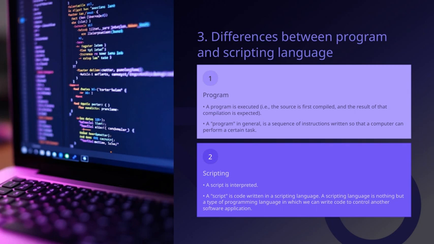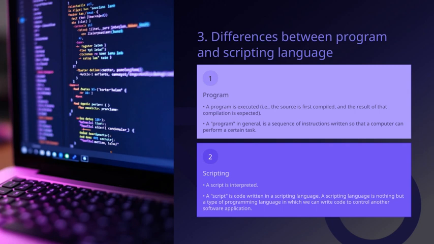On the other hand, scripting is a bit different. Scripts are interpreted, not compiled in advance. This means the code is read and executed line by line at runtime. A script is written in a scripting language, which is actually a subset of programming languages. The main idea here is that scripting languages are often used to control or automate other software applications, making them very powerful for tasks like automation, customization, or quick development.